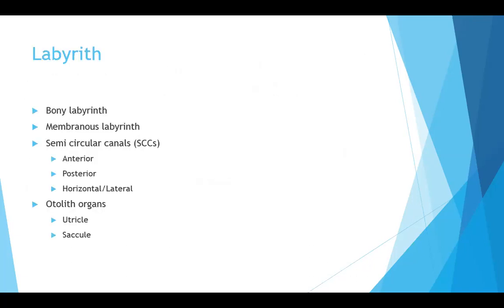Labyrinth. Labyrinth means a compartment. It's like a sack. We have the bony labyrinth and the membranous labyrinth. The bony labyrinth is the outer covering, and the membranous labyrinth is inside the bony labyrinth. The bony labyrinth is filled with perilymph, and the membranous labyrinth is filled with the endolymph.